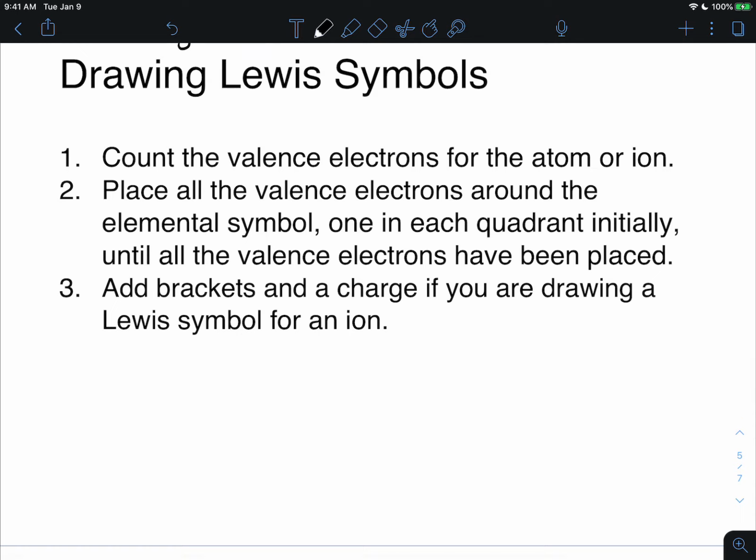The steps for drawing a Lewis symbol are very easy. We're going to count the valence electrons around the atom or ion. Then we're going to place those valence electrons around the elemental symbol, singly first. Then we will pair them up. And then if we have an ion, we're going to add brackets and include the charge right outside, top right.